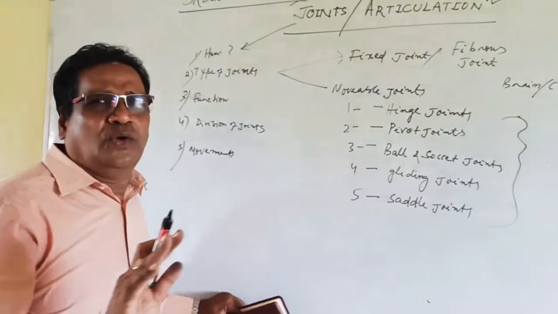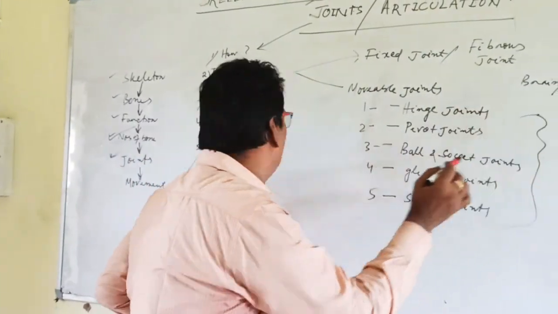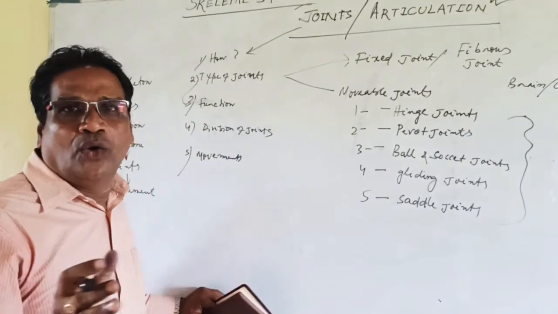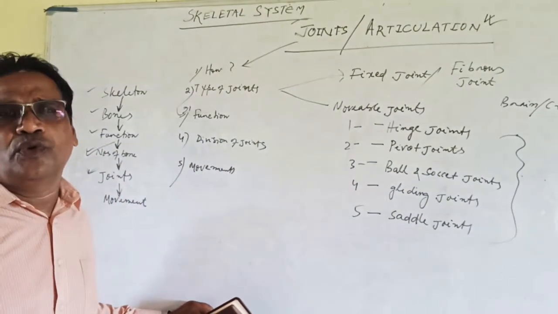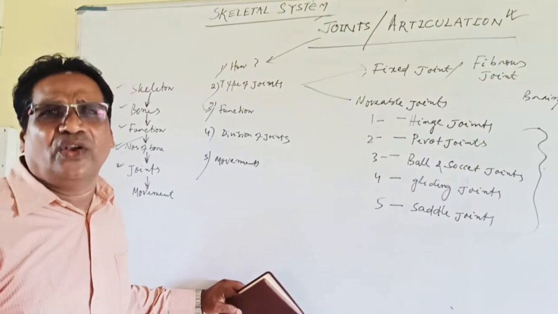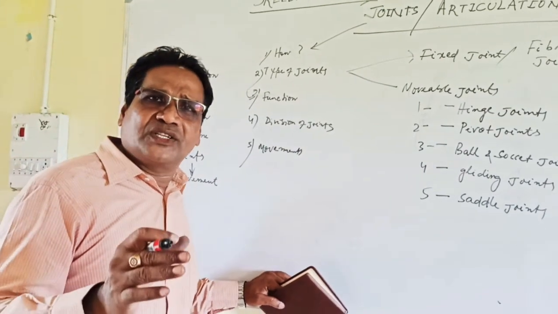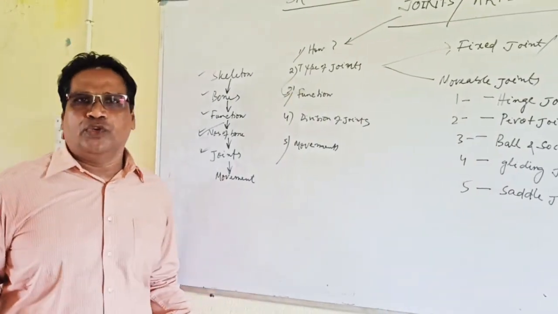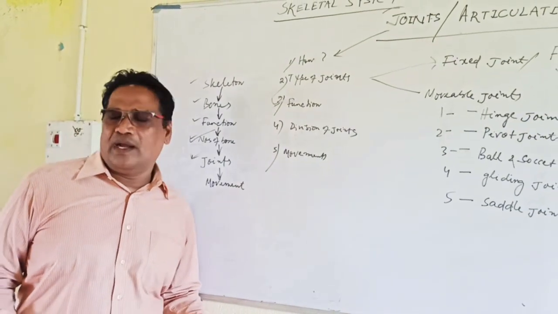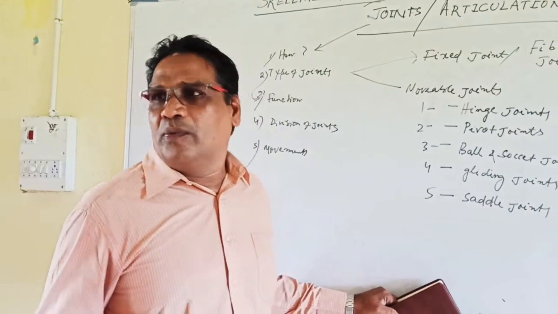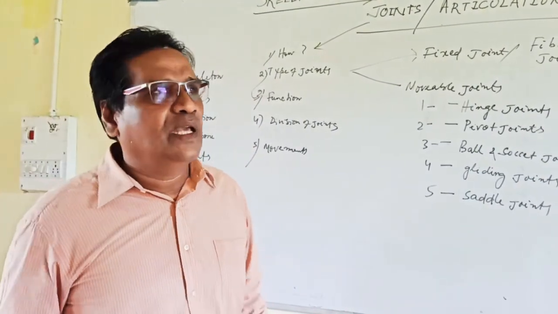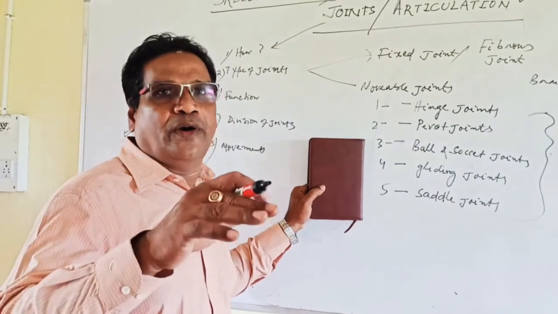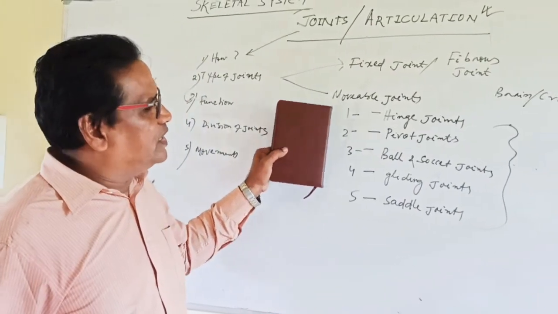These fixed joints have no movement. What is the main function of movable joints? The main function is movement. They help for better movement at different angles, wherever you want to move. There are different types of movements: flexion, extension, circumduction, abduction, adduction, supination, pronation. With these movements you can move your body. A gymnast, a football player, or a volleyball player can perform any activity at different angles very well. This is possible by the help of joints and lever action.